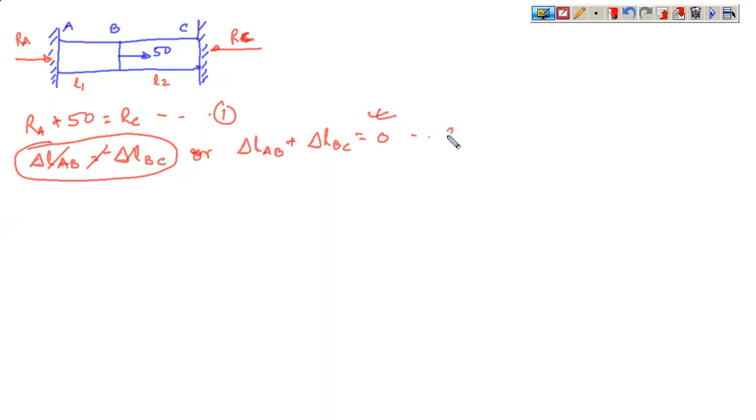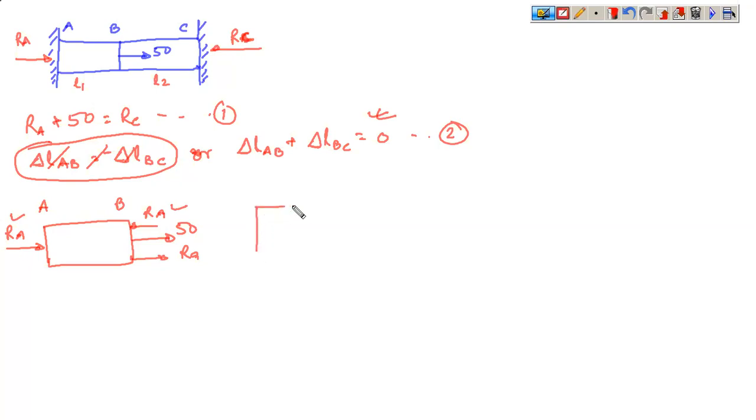So now you have two equations and you have two unknowns. So let us find out how they act. If you isolate AB, what do you get? You get Ra in this direction, you have 50 in this direction. So to balance it, we are adding Ra and we are subtracting Ra. Okay. So this and this, they are utilized. So member AB finally becomes something like this. This is Ra and this is Ra.